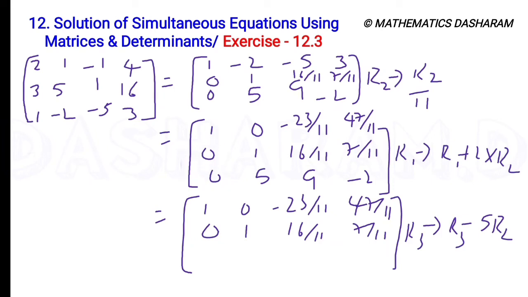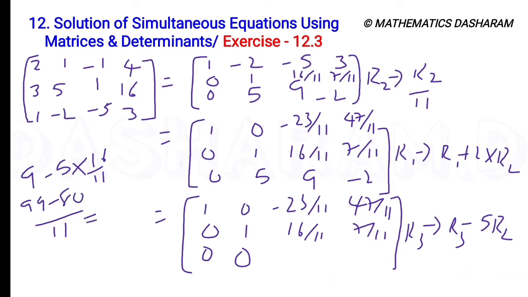So 0 minus 0 is 0. Here 5 minus 5 into 1, so it is 0. Here R3, 9 minus 5 into R2 is 16 by 11. So 16 by 11, 11 is the LCM. Here 99 minus 5 16s, 5 16s are 80. 99 minus 80, so it is equal to 19 by 11. So here 19 by 11.